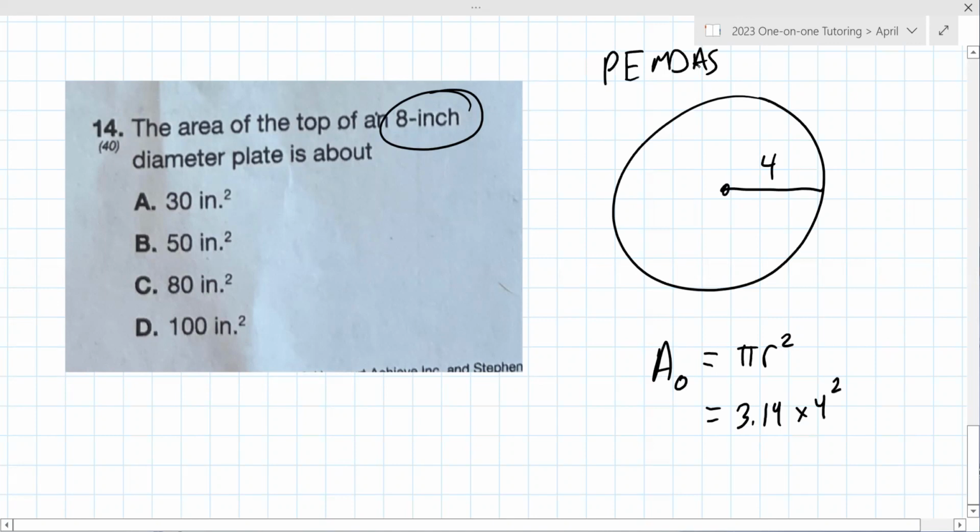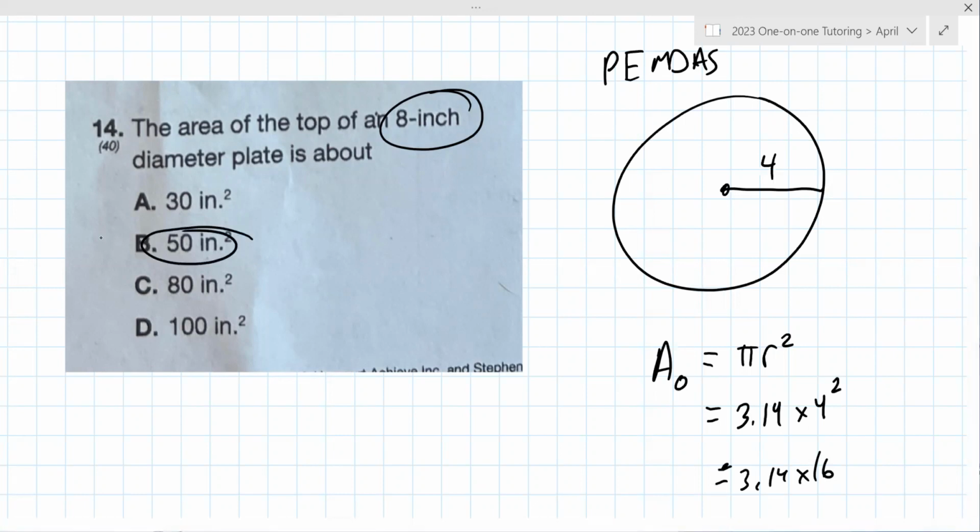So 16. Yes. And this is where you might want to use estimation, okay? Because the answers are 30, 50, 80, 100. 3 times 16 is about 48, or it is 48. So it's going to be probably that. Okay. Any questions on that sort of idea, concept? No. All right.